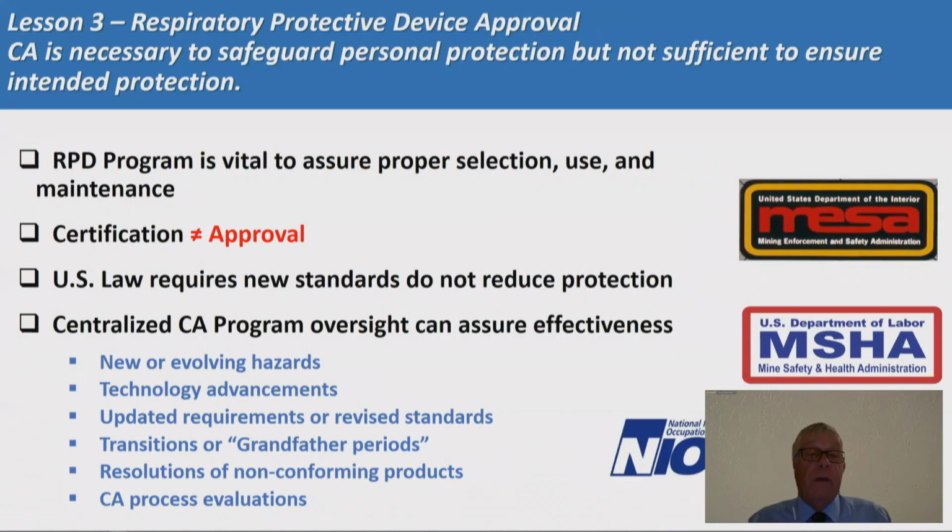And last but not least, there's a need for a centralized conformity assessment oversight to address things like evolving hazards, technological advancements, updated requirements or standards and whether they're appropriate. How do you deal with transition periods when you move from one set of standards to a new set of standards? We refer to those as grandfather periods. We also need to look at the resolution of non-conforming or counterfeit products, and CA process evaluations to ensure that they are effective. Next slide.